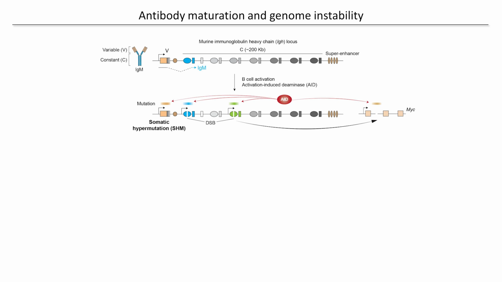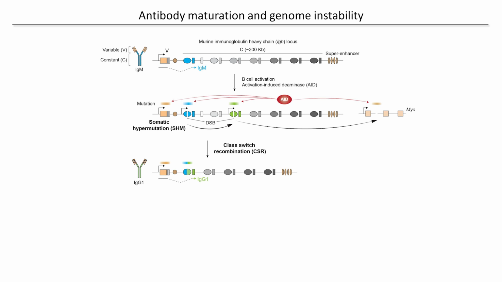These mutations can get processed to DNA double-strand breaks, what I call DSBs. So these double-strand breaks can recombine in a process called class switch recombination, which gives you new antibody isotypes, which have very important effector functions in the immune response. Now, where does the genome instability come from?